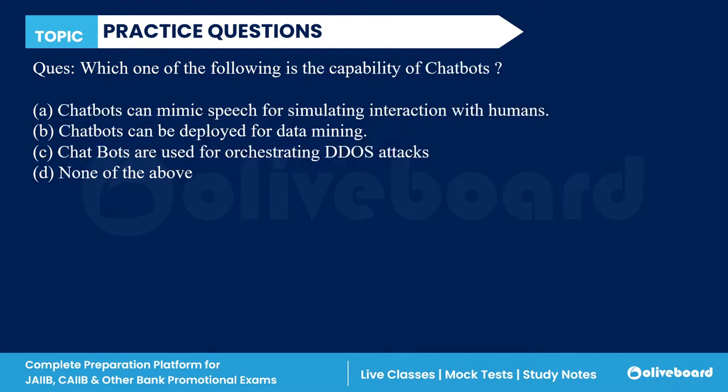Next question. What is the capability of the chatbot? It can mimic speech for stimulating interaction with humans. It can be deployed for data mining. Chatbots are used for orchestrating DDoS attacks, or none of the above. Very easy, you all use chatbots. A chatbot mimics speech, which stimulates interaction with humans. So A is the correct answer.